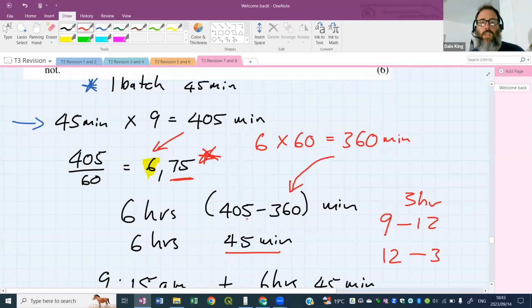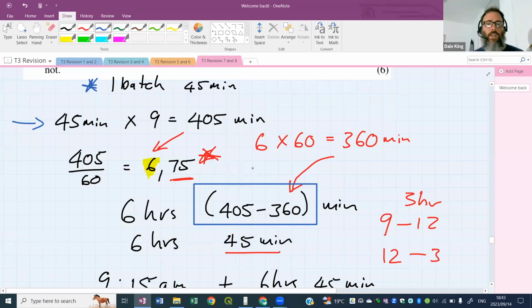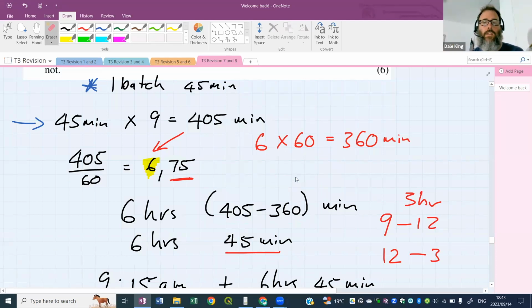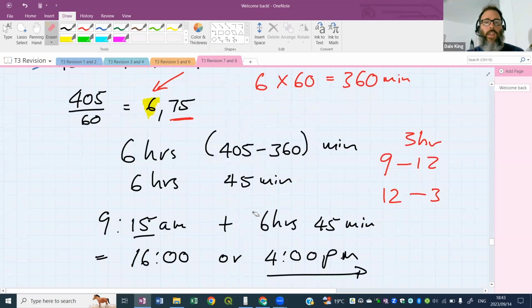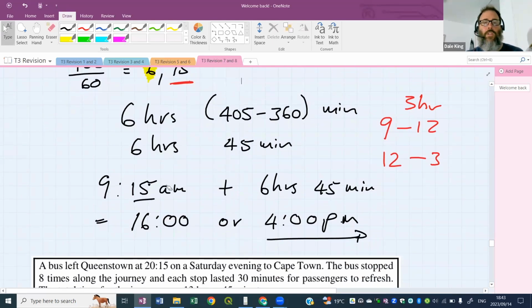All right. So this little step here where I've taken my 360 and subtracted it from the 405, I'm taking all my whole hours out and seeing how many minutes I've got left behind. You with me? Yeah. All right. Then I said we've got 6 hours and 45 minutes. Then I'm going to add my 6 hours and 45 minutes to my starting time from the question, which is 9:15 a.m.